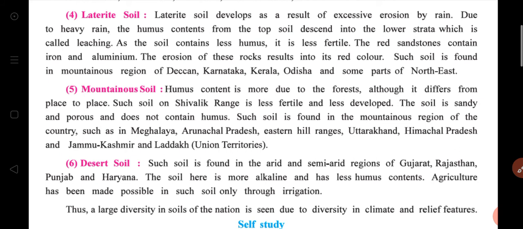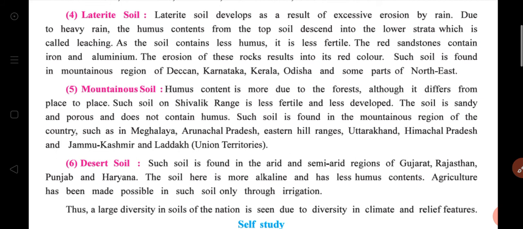Laterite soil develops as a result of excessive erosion by rain. Underline excessive erosion by rain. Then due to heavy rain, the humus content from the top soil descends into the lower strata, which is called leaching. Please underline. This type of soil contains less humus. That's why it is less fertile.